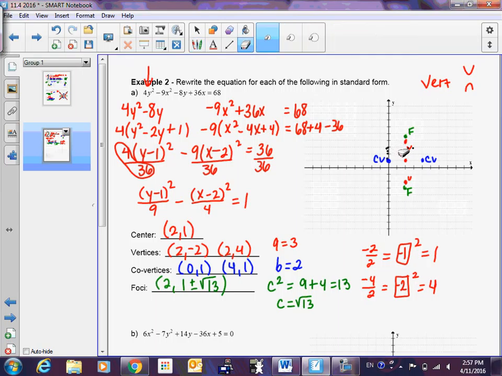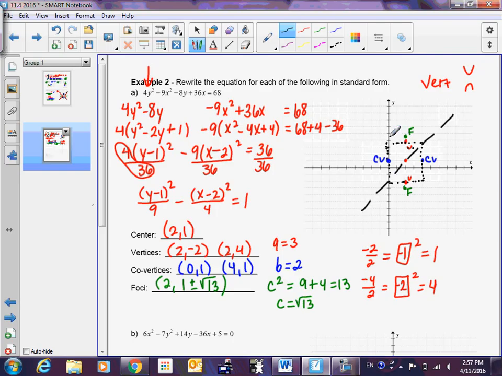Okay, now to actually draw, you're going to just go through your vertices and your co-vertices. So if you haven't drawn this box yet, go ahead and do that. It doesn't have to be perfect. It's really just a framework for the next part, which is your asymptotes. Make sure your asymptotes go through the corners of the box right through the center. They don't have to be perfect, but they need to clearly be through the corners and through the center.